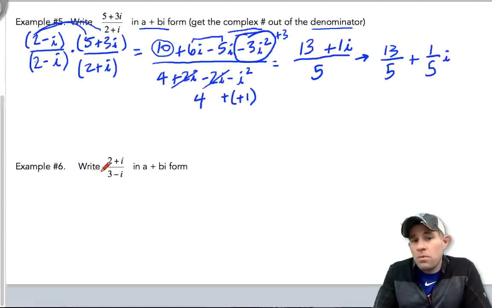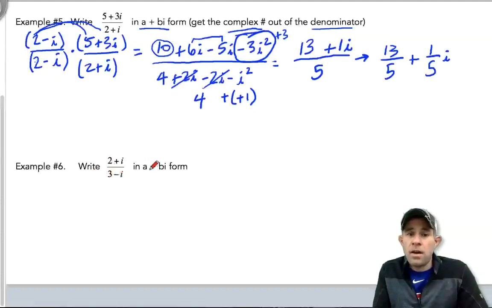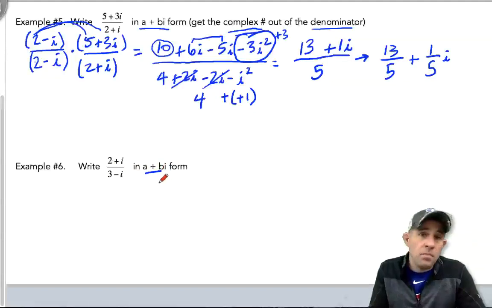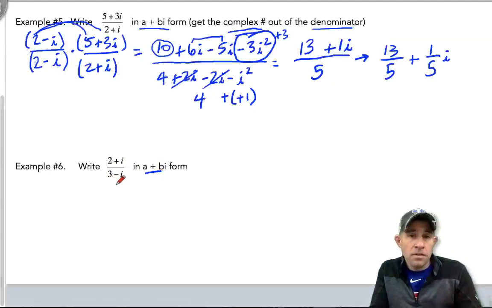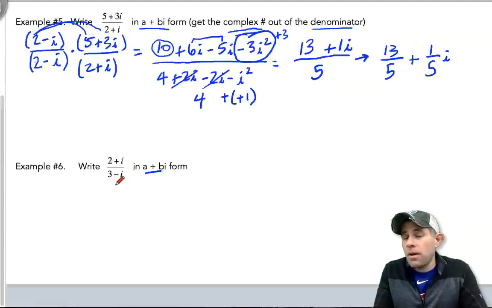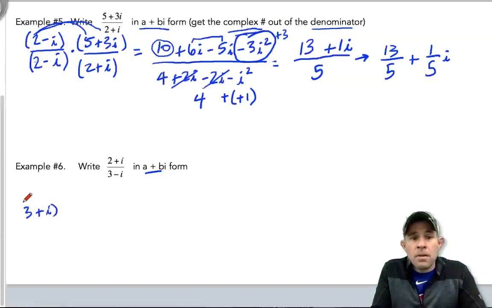All right, let's try one more of these examples here. We have 2 plus i divided by 3 minus i, and we want to rewrite this in a plus bi form. In other words, we need to get that complex number out of the denominator by multiplying by its complex conjugate. So I'm going to write 3 plus i on the top and the bottom here. And I'm going to multiply that to the fraction that I have.